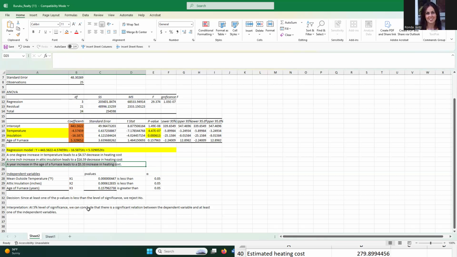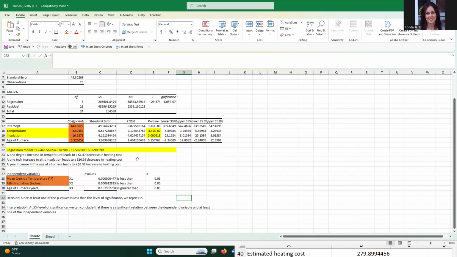We will conclude that there is a relationship between heating costs and two variables. Those two variables are these two variables. I'll highlight those as well. And you should indicate that in your interpretation. Your interpretation does not have to be long.